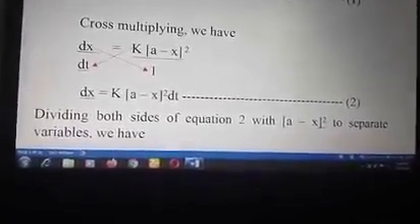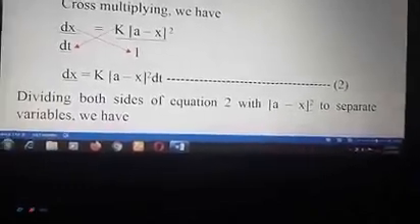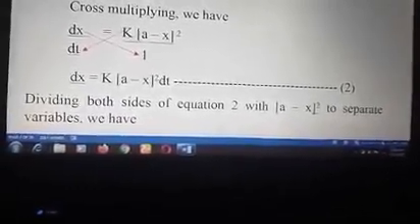Divide both sides of equation 2 by (a minus x) squared to separate variables. So we divide dx by (a minus x) to the power 2.